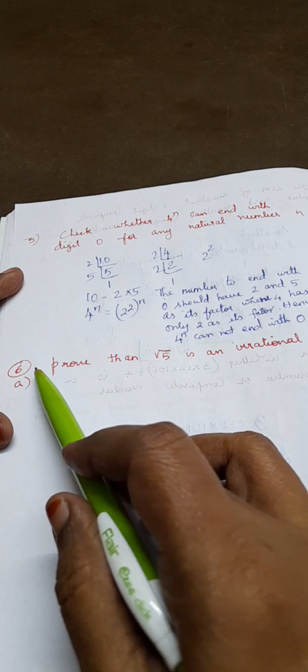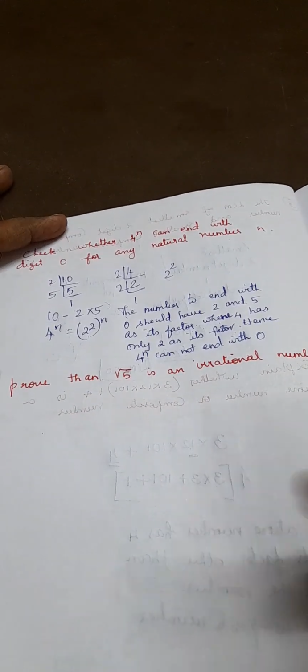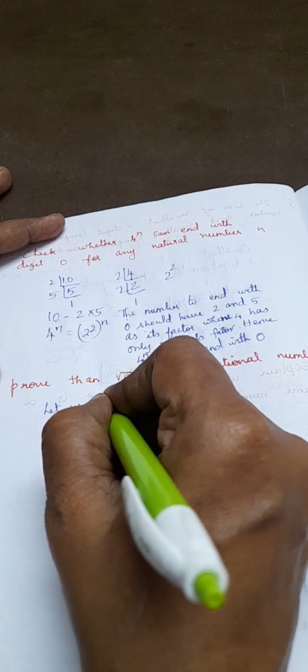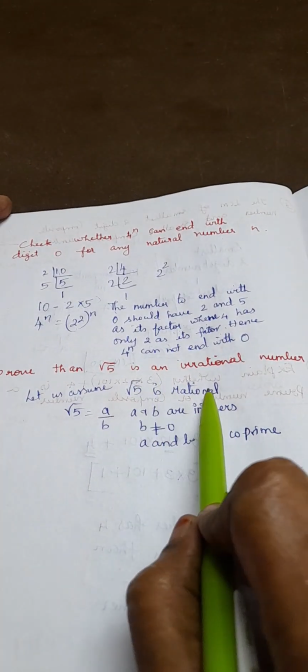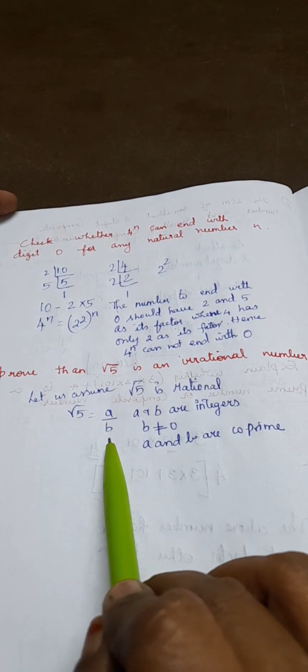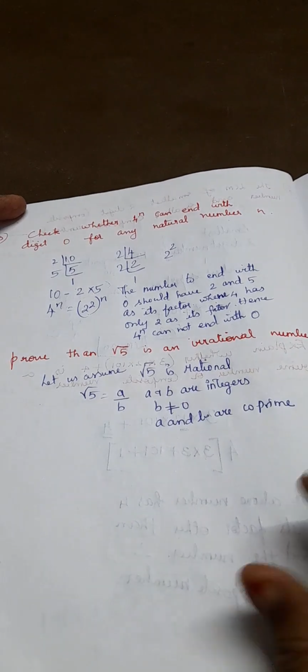So, taking 6a, b and c. What is a? Prove that root 5 is an irrational number. First, let us assume root 5 is rational. When it is rational, we can take root 5 equal to a by b, where a and b are integers, b is not equal to 0, a and b are co-prime.